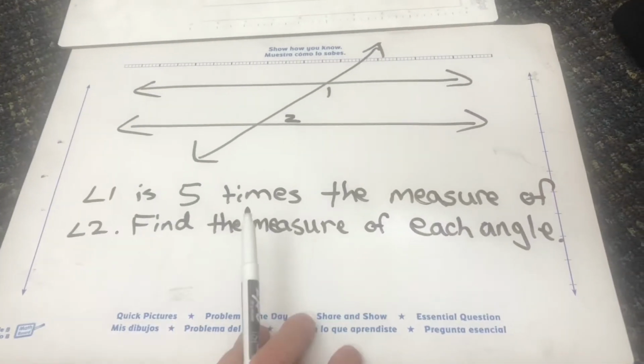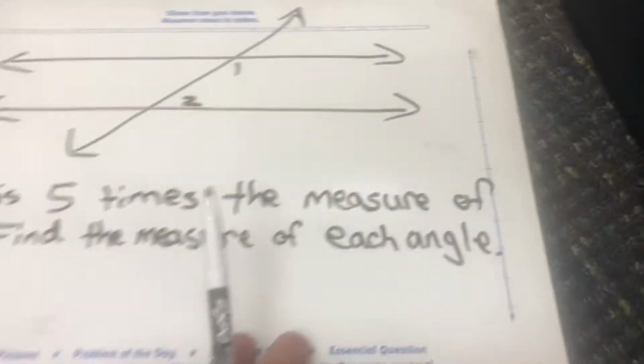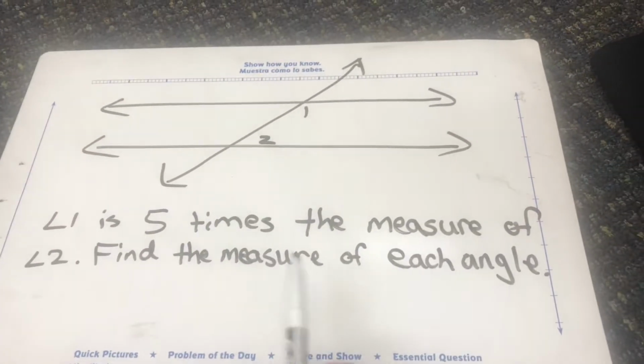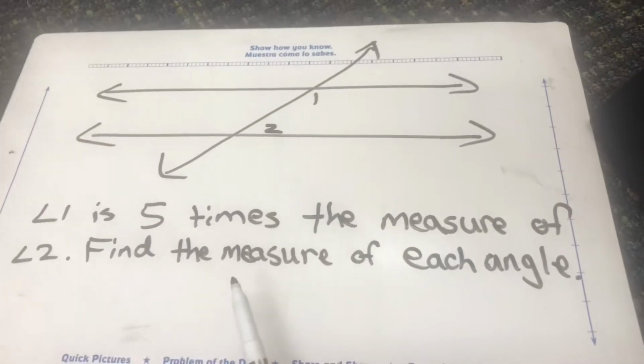Okay, so this first one here talks about angle 1 is 5 times the measure of angle 2. Find the measure of each angle.